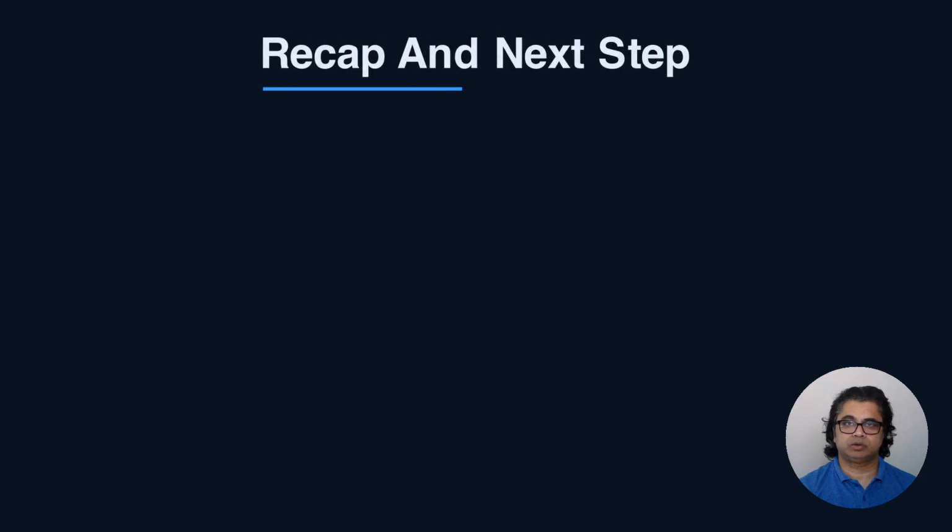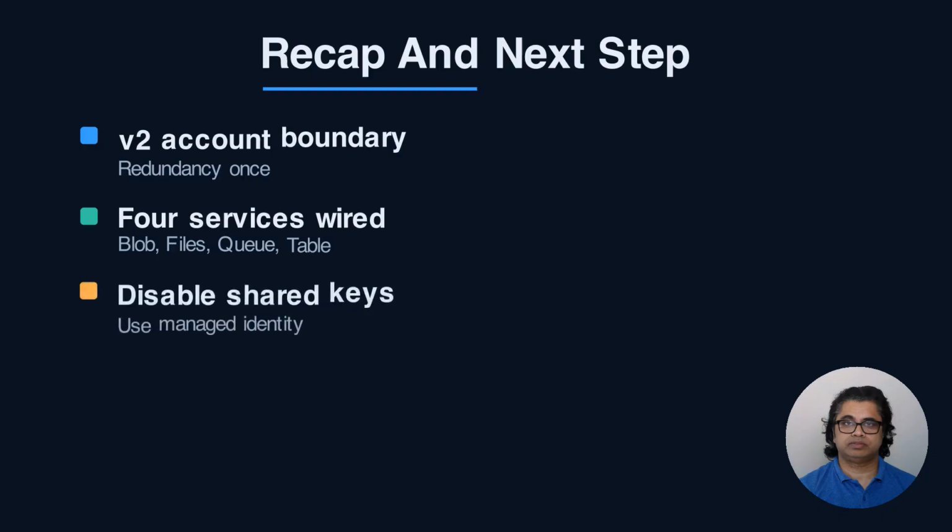So here's the whole build. One general purpose V2 account as your boundary where you set performance and redundancy once. Inside it, blob storage with access tiers and lifecycle rules, Azure Files for SMB shares, queue storage for async work, and table storage for key value data with its partition key discipline. And you secured all of it with Entra ID role assignments and a private endpoint instead of leaking account keys.